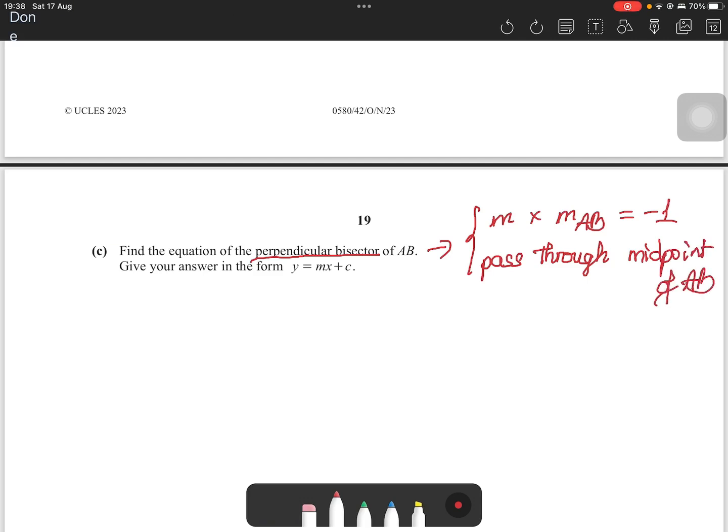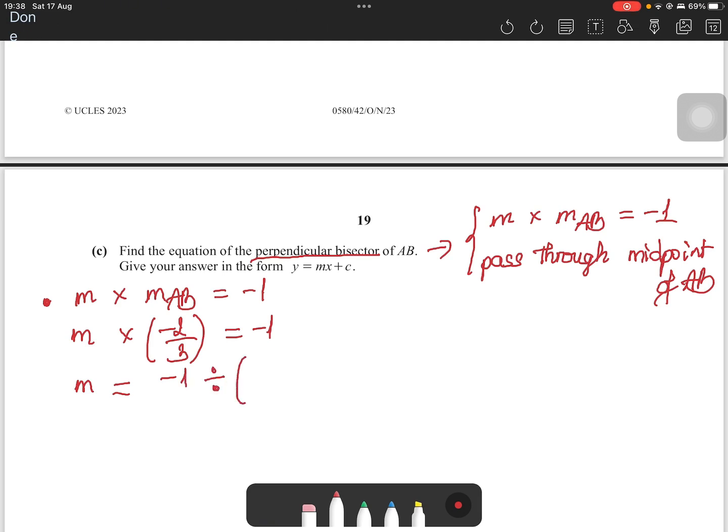So let's solve the first one. The gradient of the perpendicular bisector multiplied by the gradient of AB equals negative 1. And from the previous question, you know the gradient of AB is negative 2 over 3. So the gradient of this line is negative 1 divided by negative 2/3, I'll divide both sides by negative 2/3. So it's going to be 3 over 2, or we can write 1.5.